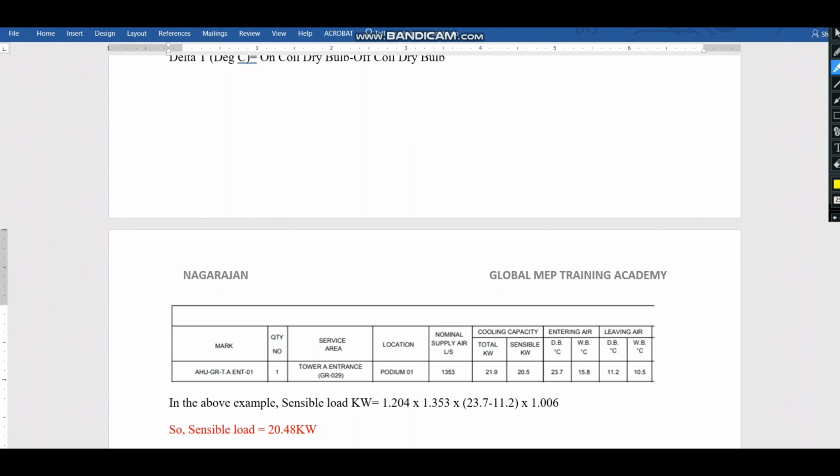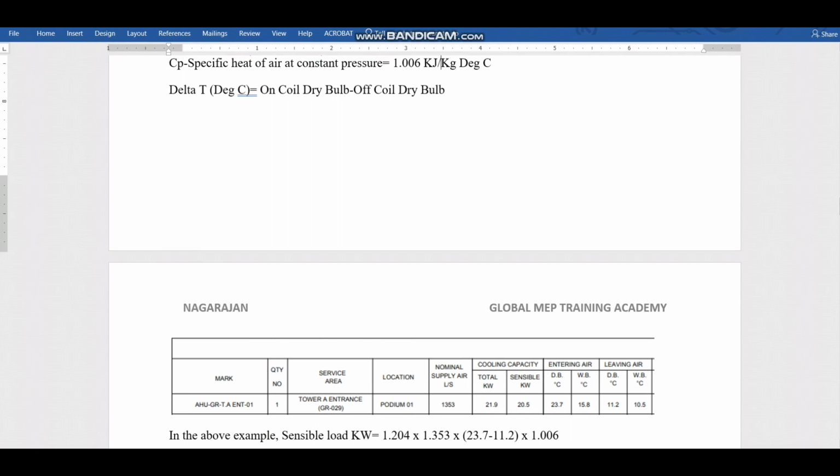Now what I did is I just applied all the values in the formula. So 1.204, density of the air, then 1.353, this one comes from here. We have the airflow rate of AHU 1353 liter per second. As per the formula, I need meter cube per second. So I did 1353 divided by 1000 and got 1.353. The next one is delta T. As I showed here, delta T is on-coil dry bulb minus off-coil dry bulb.